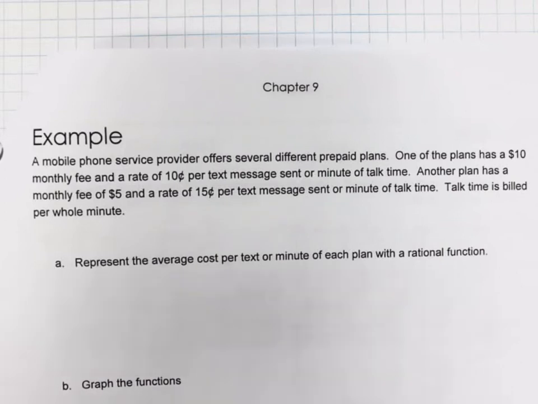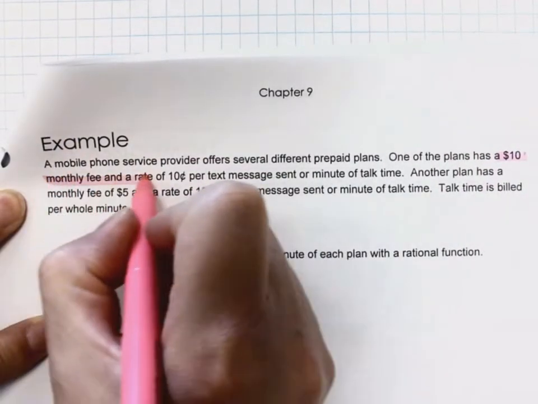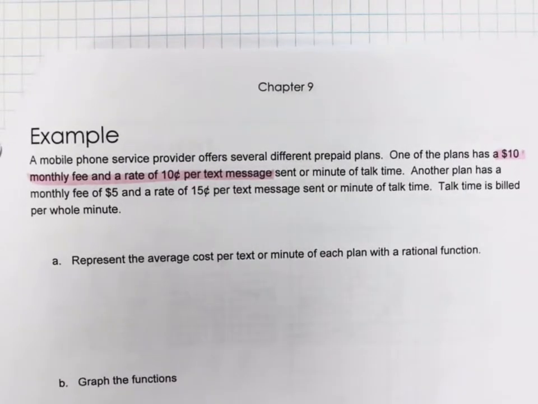So a mobile phone service provides several different prepaid plans. One of the plans has a $10 monthly fee and a rate of 10 cents per text message. So let's talk about that as a linear equation. This is what you would have done in grade 10 to figure out the cost of your cell phone bill. Straight lines, y equals mx plus b. Okay, so here we go. This plan has a $10 monthly fee and a rate of 10 cents per text message. Let's create a linear equation for that.